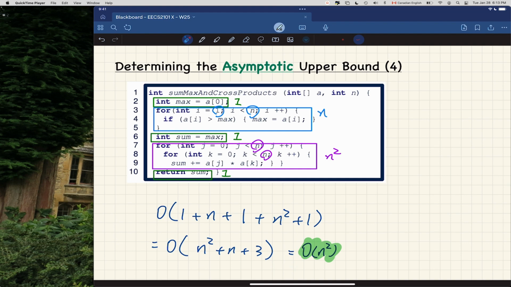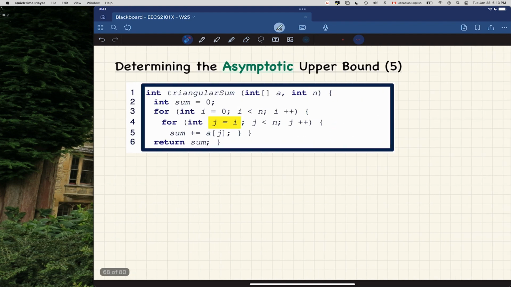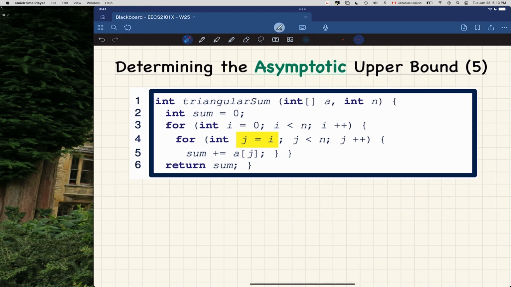Final problem. You were asking about how to change this, maybe I and J. Maybe I ask you now. There you go. Okay, guess first.